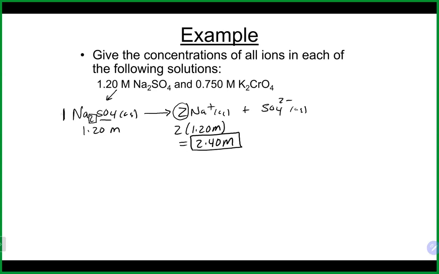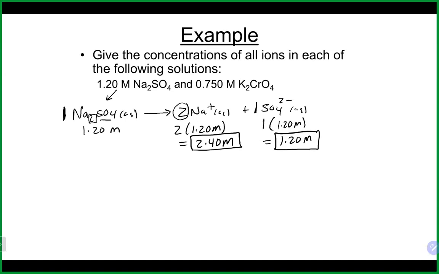When we look at the sulfate, it is a 1-to-1 relationship, which means we basically take 1 times the concentration of the whole thing, which would give us 1.20 molar, which would be the concentration for sulfate in that particular solution. The concentrations are not additive. Obviously, they don't add up to 1.2.